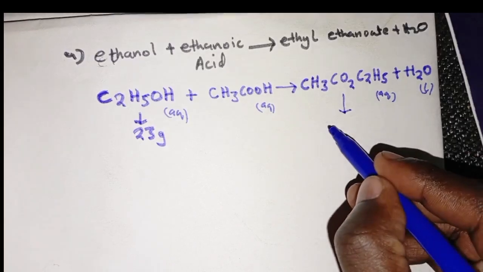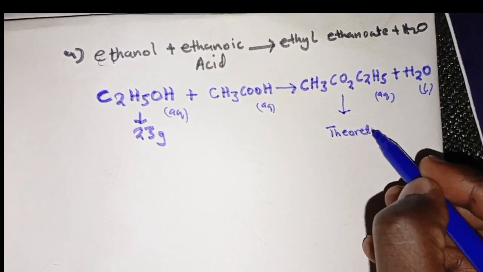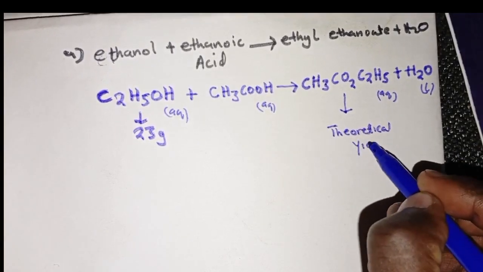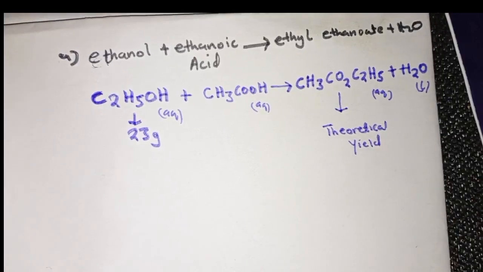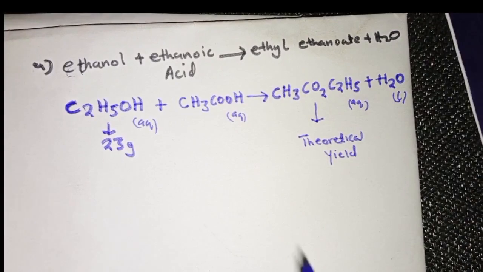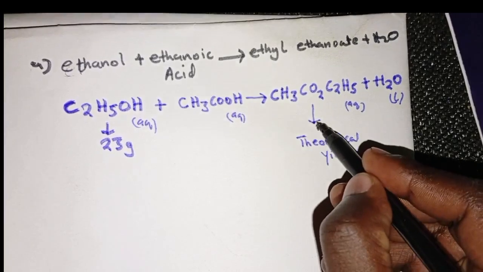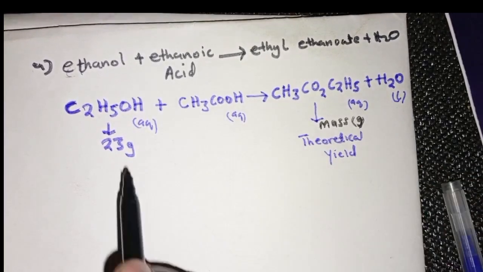Okay, so we call this theoretical yield. Now, what is this theoretical yield that we're talking about? It is the amount in grams of the product that you wish to get from the calculation. Okay, from the what? From the calculation. So we're going to find the mass here in grams simply from this.